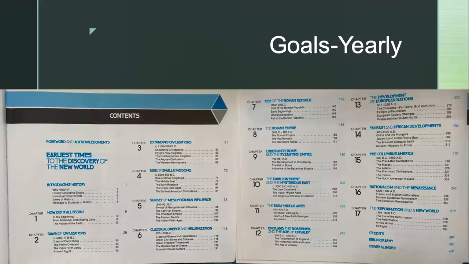So for today, I'm going to use a textbook called Streams of Civilization, which is ancient history through the Reformation and the New World. This is a picture of the contents. When you're setting up your yearly goal, you want to look at the table of contents and say, okay, I want to finish this whole book, or I want to finish these chapters, or I want to get through this section of this book by the end of the year. Now, this book is specifically set up to be completed in one academic year. And so we're going to try and get through this whole book in one academic year.